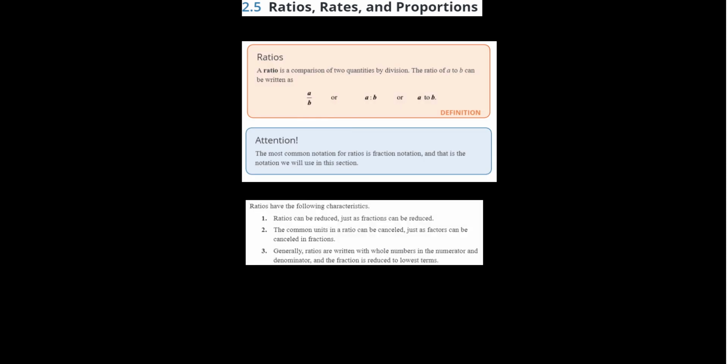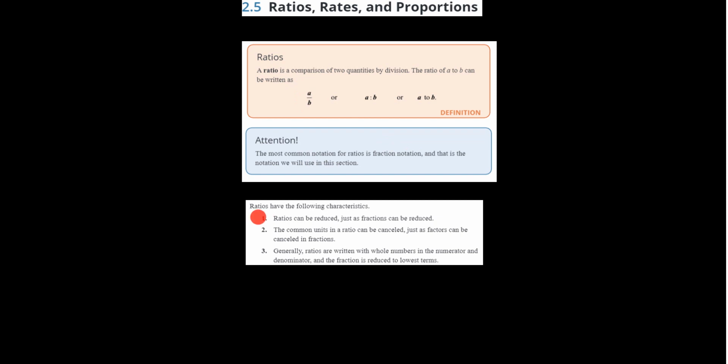There we go. Alrighty, so a ratio is a comparison of two quantities by division. The ratio of A to B can be written as A over B, or A divided by B, or A colon B, or just simply A to B. That's what we call ratios, or we can write them in any of those ways. And it says attention, the most common notation for ratios is fraction notation, which is this first one. And that is the notation we'll be using in this section, the fraction.